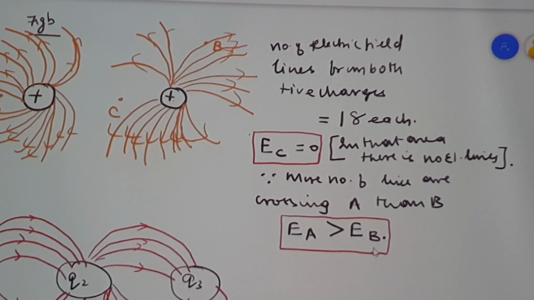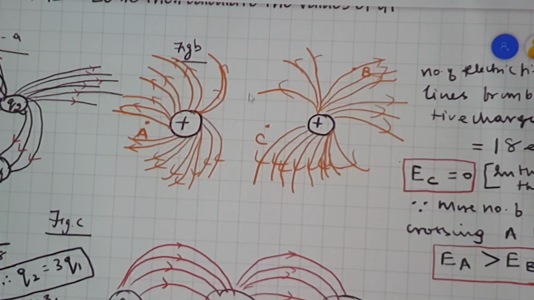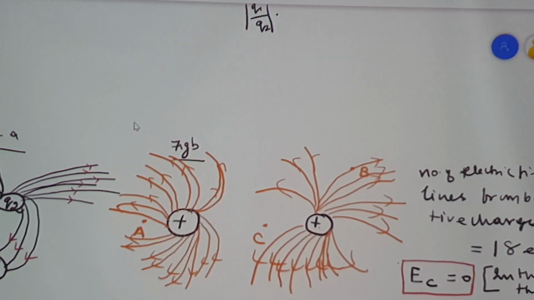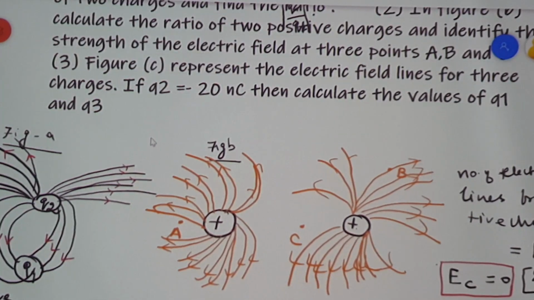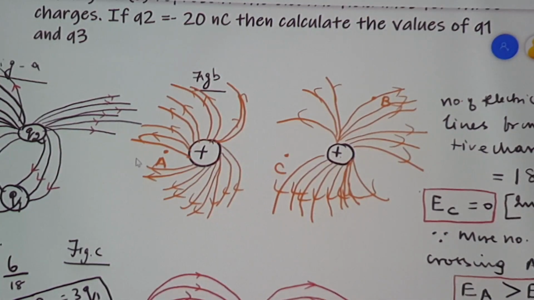Then what is the third one? You are asked to calculate the ratio between Q1 and Q2, and the value of Q1 if Q2 is considered to be 20 nanocoulomb. Let us look at the problem. Figure C represents the electrical field lines for three charges. If Q2 is equal to minus 20 nanocoulomb, calculate the values of Q1 and Q3.